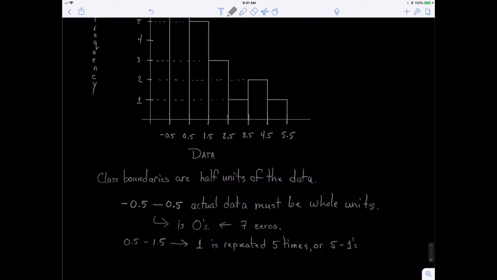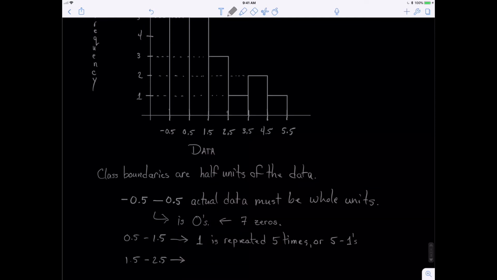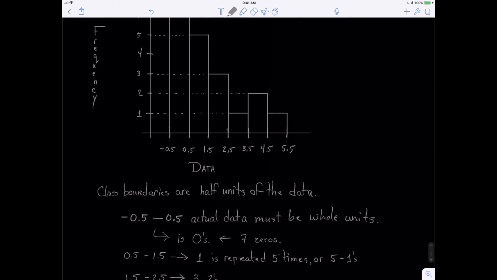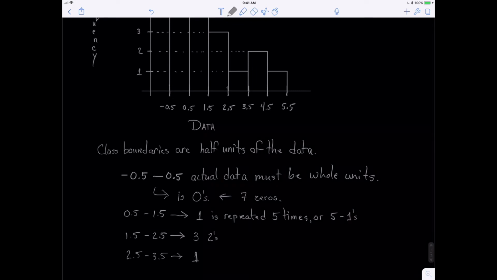Okay, and if we keep repeating this, in the next bin we'll go a little faster, from 1.5 to 2.5. It has a frequency of 3, and the only whole number between 1.5 and 2.5 is 2. So this one has to have 3 twos. And then the next class, from 2.5 to 3.5, has just 1, and in this case, that's a 3.